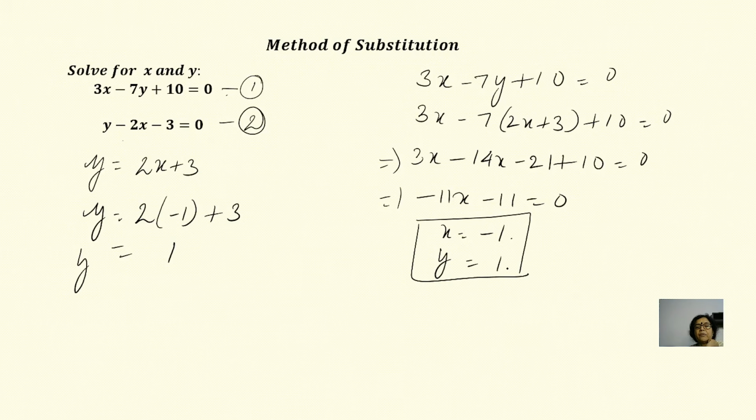Now, it's very easy to check your solution in these types of questions, especially in algebra and most of the topics. We take these values and put them in the left hand side of any of the equations. If I put it in the second one, y is plus 1, minus 2 into minus 1 gives us plus 2. So 1 plus 2 is 3, 3 minus 3 is 0. So we get the right hand side, that is 0. That means the solution is correct.